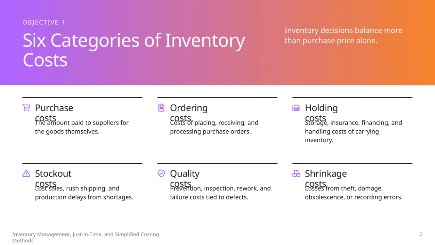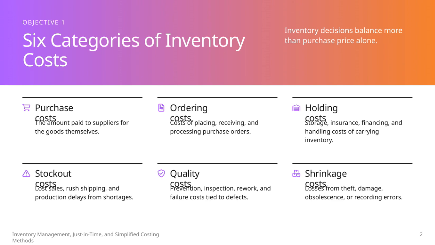Next, we have holding costs. These cover all the expenses of storing inventory, like insurance, financing, and handling. Then, there are stockout costs, which can be significant. They include lost sales, rush shipping fees, and production delays that happen when inventory is unexpectedly low. Quality costs are another vital piece. These include prevention efforts, inspections, rework, and costs related to defects. Finally, shrinkage costs account for losses from theft, damage, obsolescence, or errors in recording inventory.